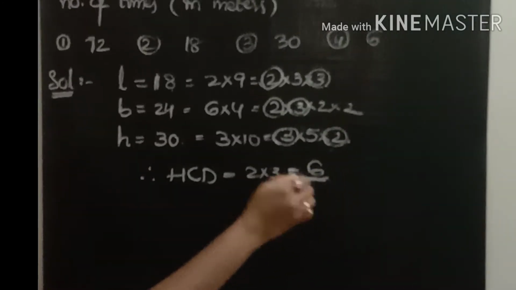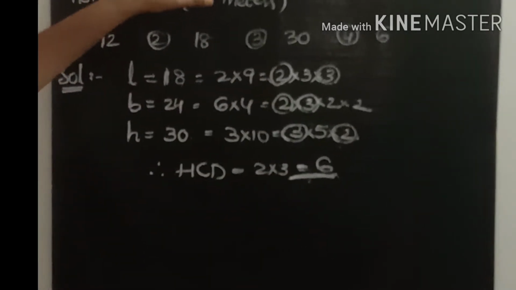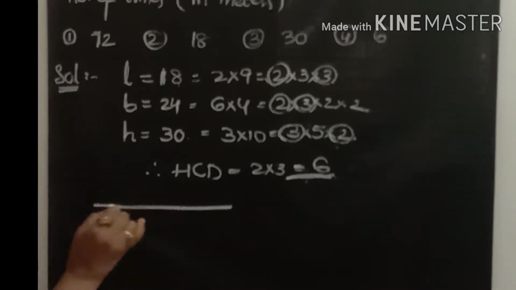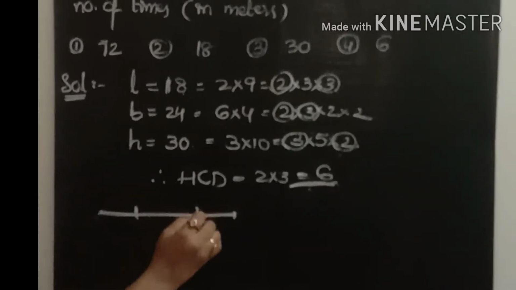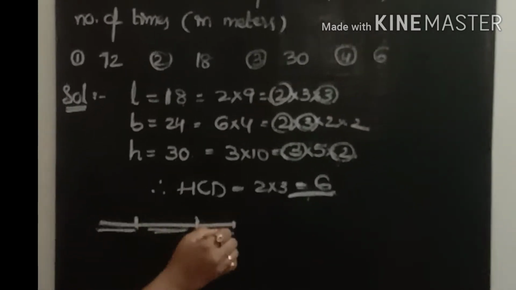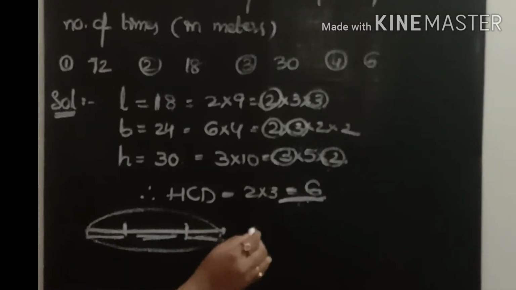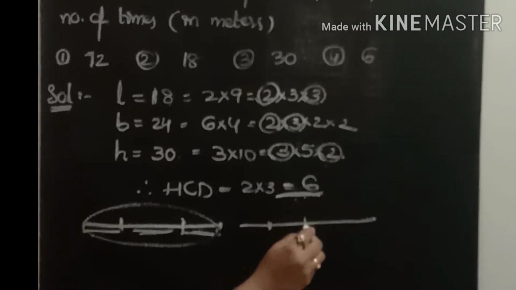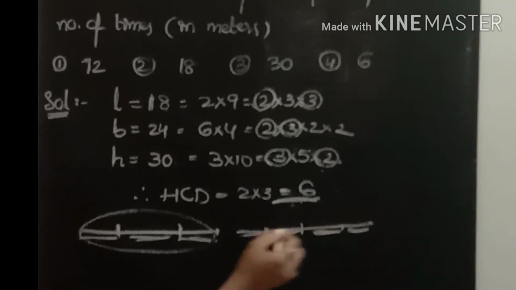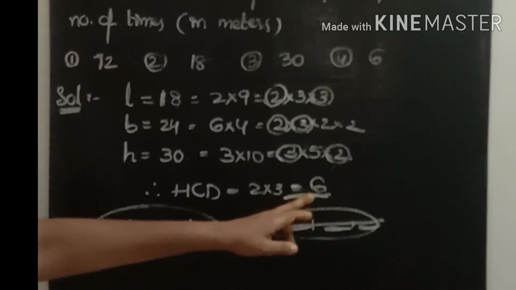Now with this length of the instrument, we can measure all the dimensions an exact number of times. For example, 18. This is the 18 length. Now we can measure this 18 as 6 plus 6 plus 6. Now this length 18 is measured 3 times with the instrument of length 6. And next value 24. 24 means 6 plus 6 plus 6 plus 6, that is 24. Now this can also be measured by the instrument of length 6.